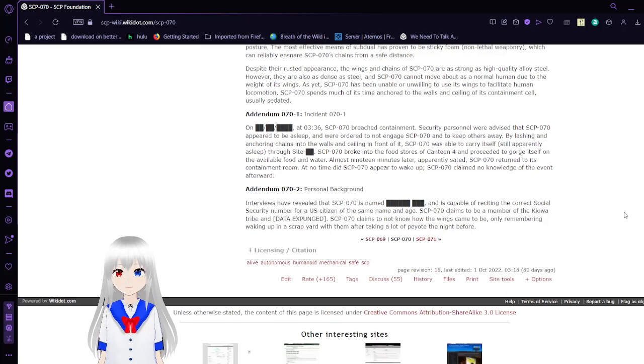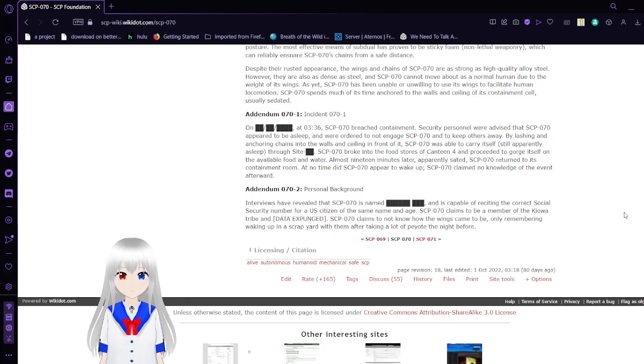Addendum: Incident 71. On a date, at 3:36, SCP-70 breached containment. Security personnel were advised SCP-70 appeared to be asleep and were ordered not to engage SCP-70 and to keep others away. By lashing and anchoring its chains into walls and ceiling in front of it, SCP-70 was able to carry itself, still apparently asleep, through the site.